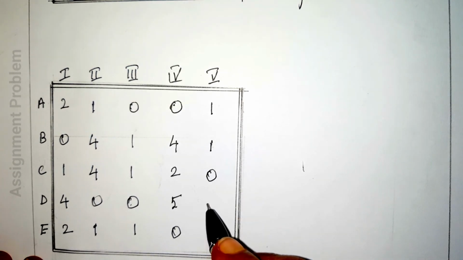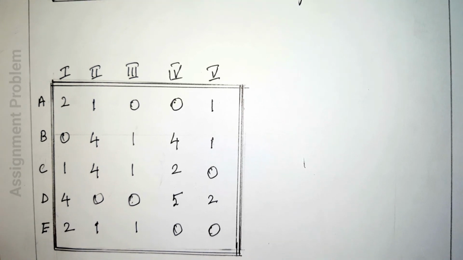This 1 is covered with the 2 lines, so you have to add. You will get 1 plus 1 is equal to 2. This 0 is covered with a single line, so you write it as it is. This is the new matrix, so you have to apply the Hungarian algorithm to get the optimum assignment. For that, first we have to perform row scanning.